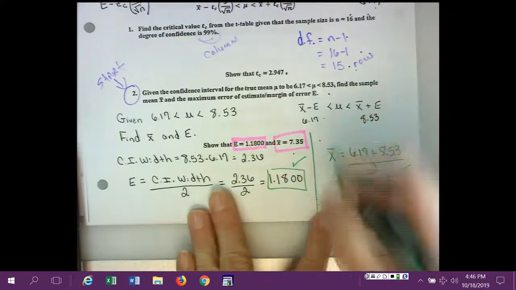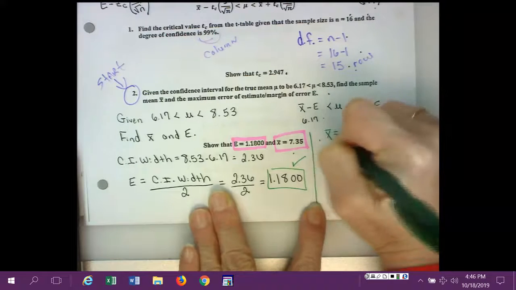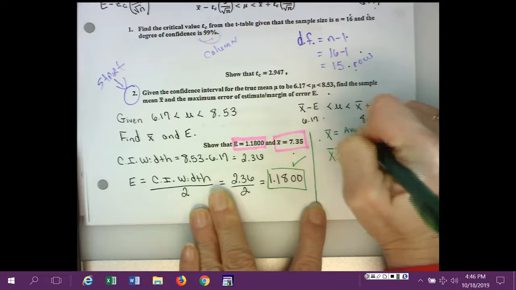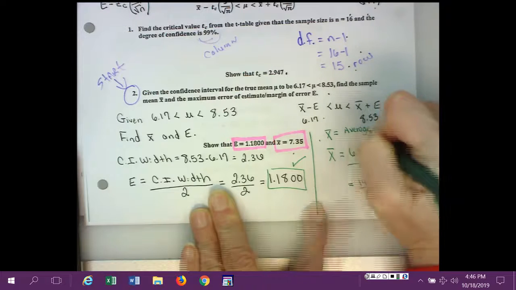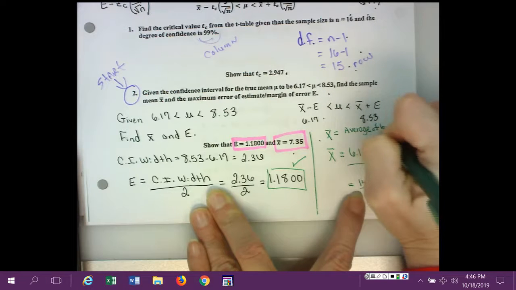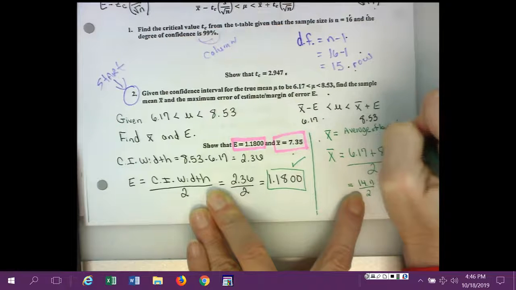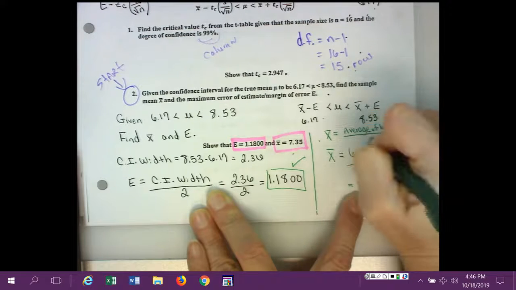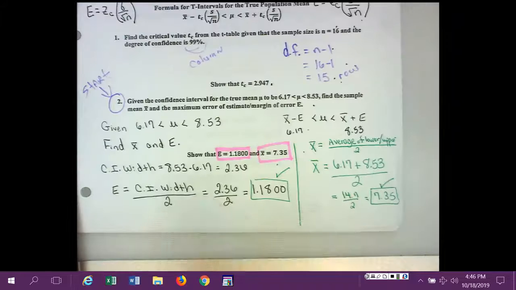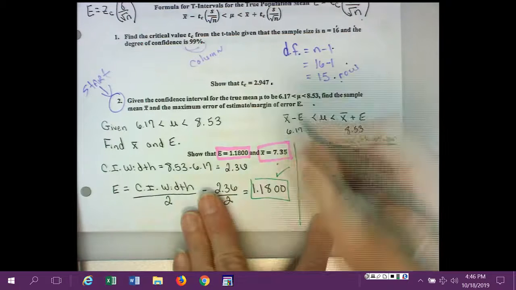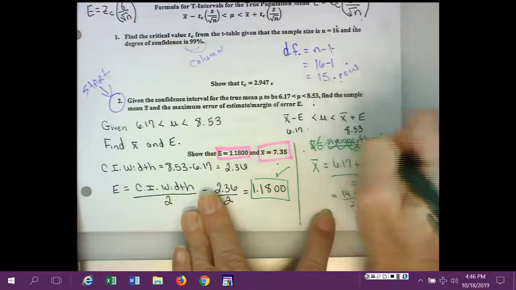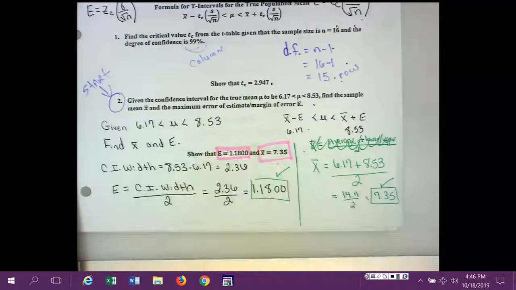So x bar, this may help, is the average of lower and upper, all divided by 2. I guess that's incorrect. Forgive me. Let me mark through this. Let me give you a general formula.